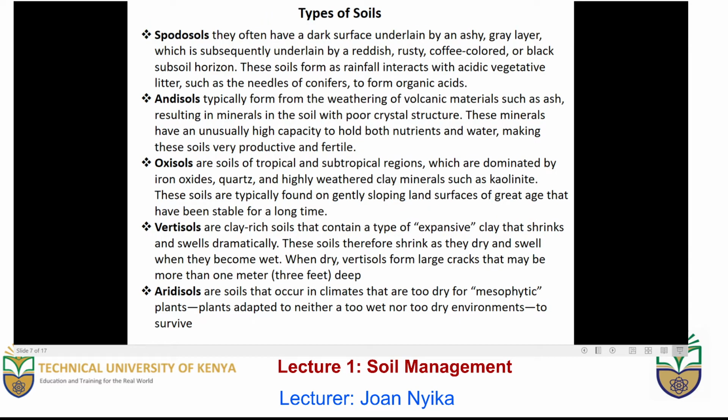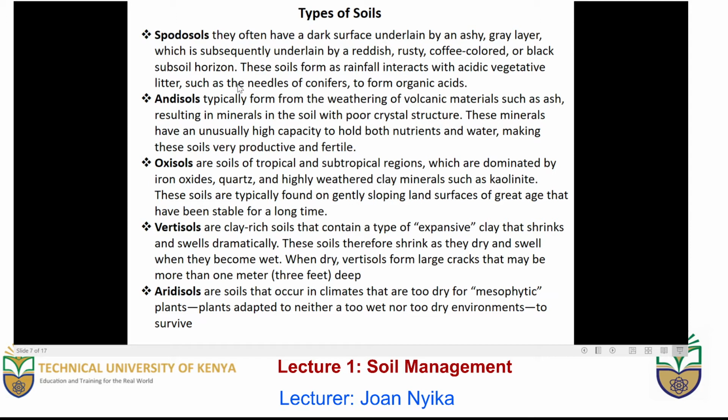The various types of soil are mainly based on their location. However, we will only focus on a few. For example, let us look at the spodosols. They are one of the most common soils and they are very fertile. They have a unique color.